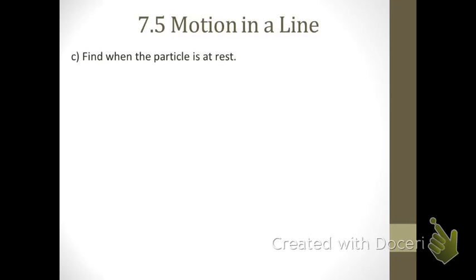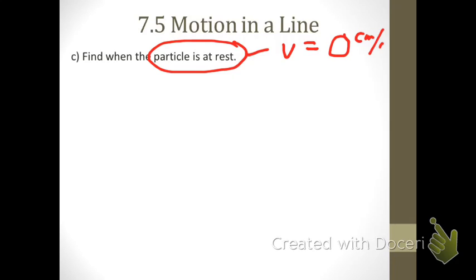Okay, if the particle is at rest, what that indicates to you is that the velocity at that moment in time is 0 centimeters per second. Now, it's not moving, it's at rest. And so, in order to find out when the particle is at rest, we're going to have to set our velocity function, or s prime of t, equal to 0. And then solve, find out what time values give you that velocity.